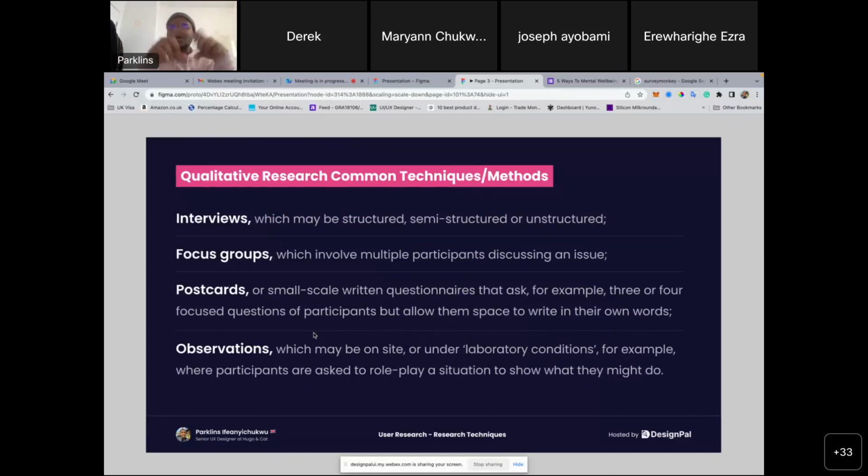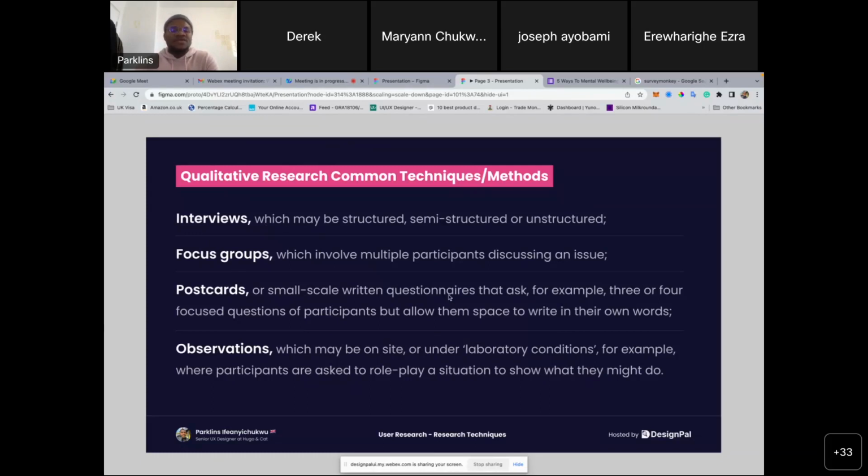Remember, qualitative research is the kind that helps us understand why users do certain things. I've shared four common techniques that you will find, but there are a lot more, and you can do your personal research and uncover those. Primarily, these are the most common ones that I've found and used personally. One of which is user interviews.